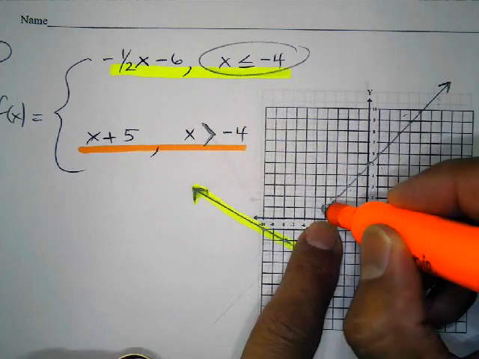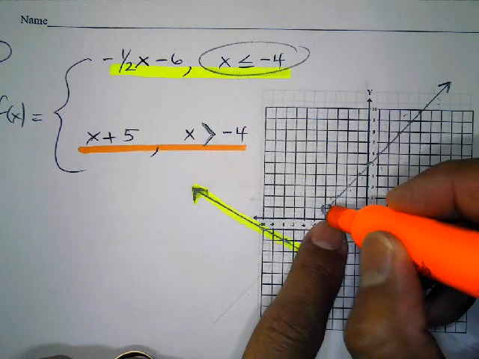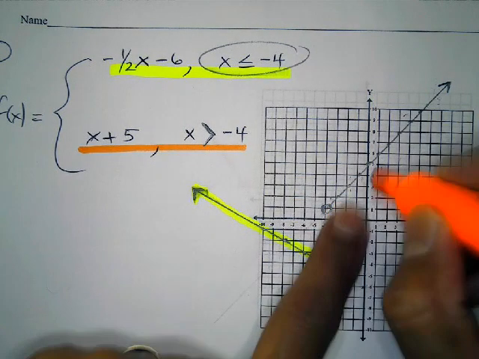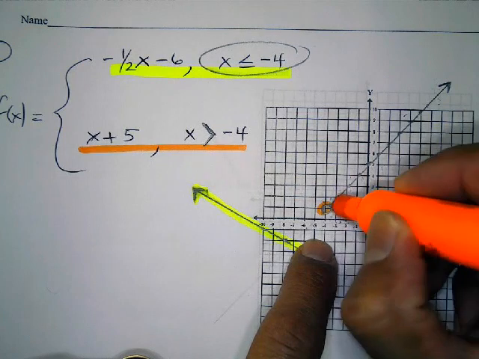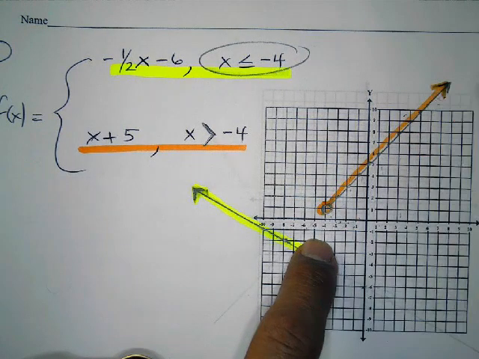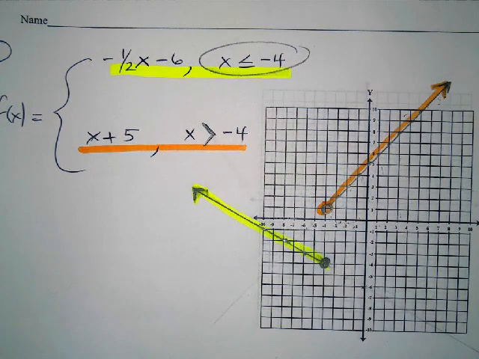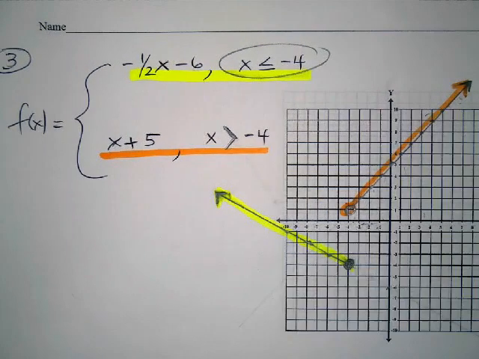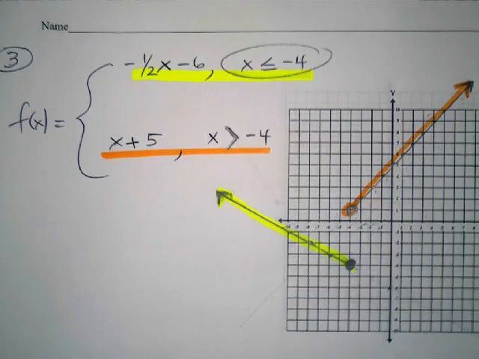So this was the function, that was the graph. But at -4 it kind of started there, and we only kept the values of x that are greater than -4. So that's that. Okay, that's number 3 right there.